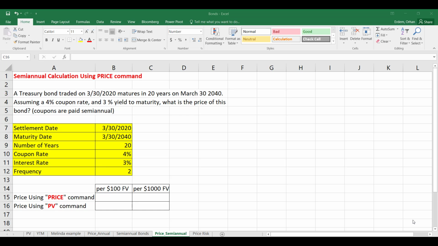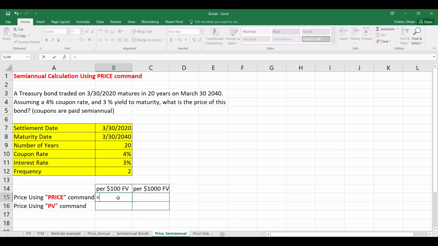Now let's take a look at this question, which requires using the price function. I'm going to solve the question using both commands, price and PV. So there is a bond traded on March 30, 2020, that matures in 20 years, on March 30, 2040. I enter these dates in the yellow cells here. Our settlement date, and the maturity date is 2040. It's a 20-year bond, and then the coupon rate is 4% and the yield to maturity is 3%.